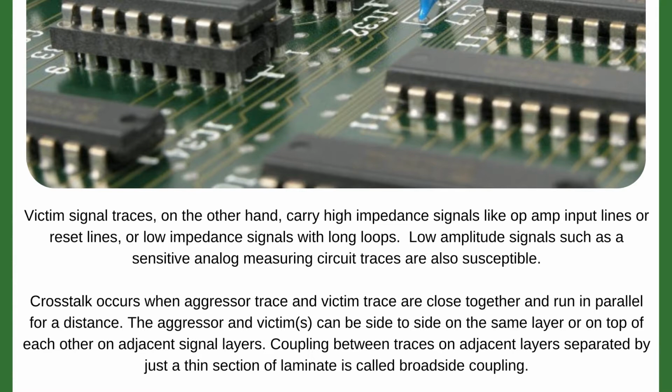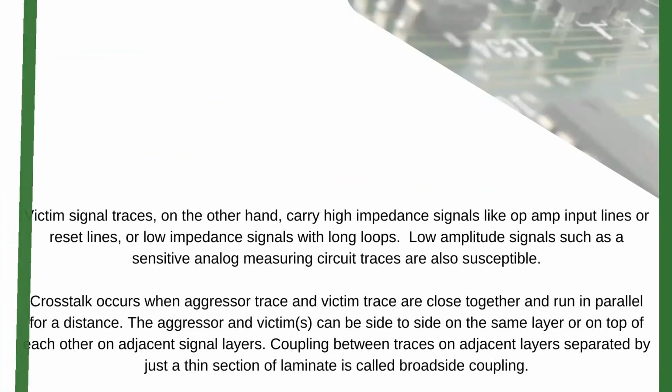Crosstalk occurs when aggressor trace and victim trace are close together and run in parallel for a distance. The aggressor and victim can be side to side on the same layer or on top of each other on adjacent signal layers. Coupling between traces on adjacent layers separated by just a thin section of laminate is called broadside coupling.